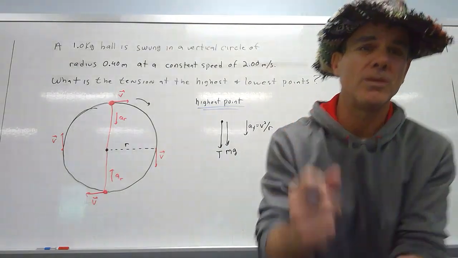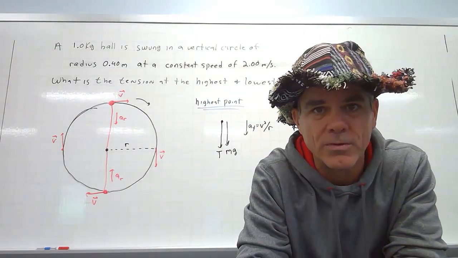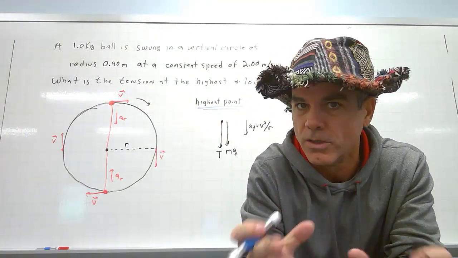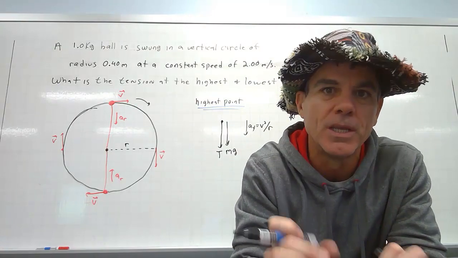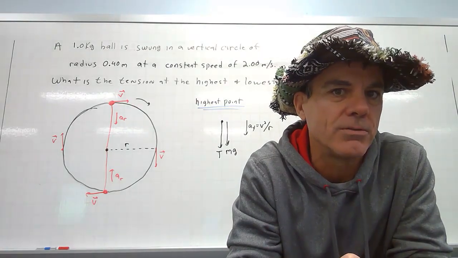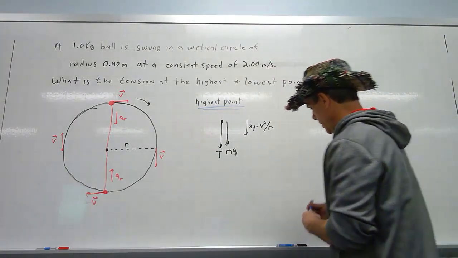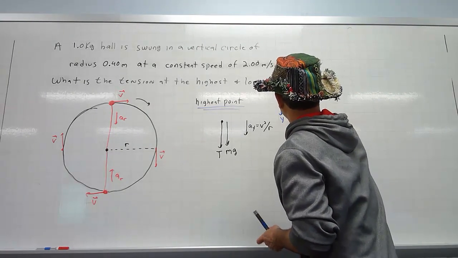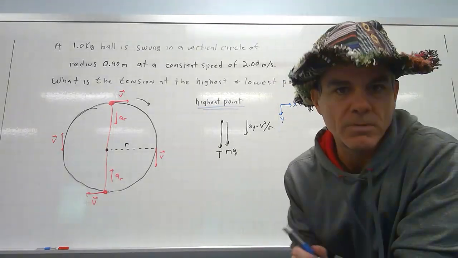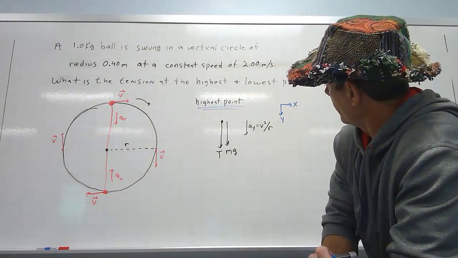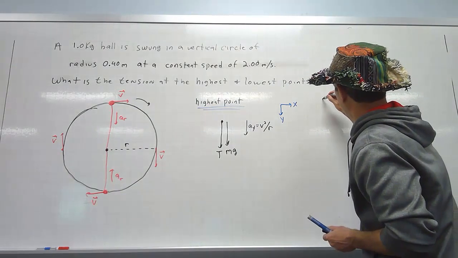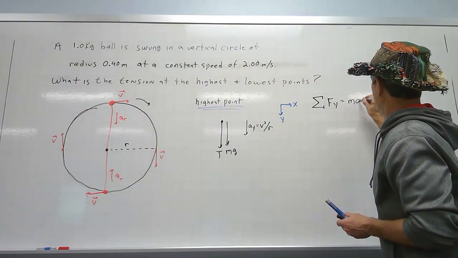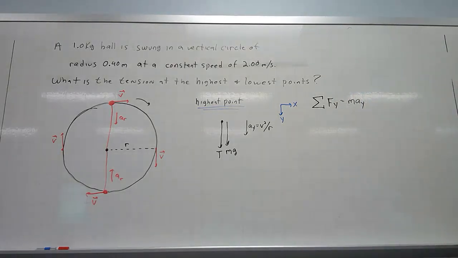So what I'm going to do, and what I recommend that you do, and I've said this before, is define positive in the direction of the acceleration so you don't forget to use a negative a if the acceleration's in the opposite direction of positive. So just to be clear, I'm defining my positive y as down. Don't really need x, but to be complete, positive x to the right. So if I do the sum of the forces in the y direction equals may.